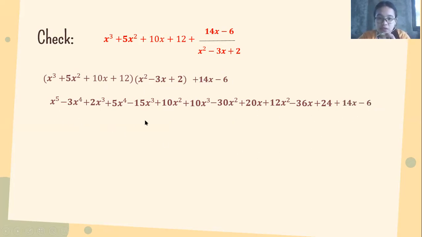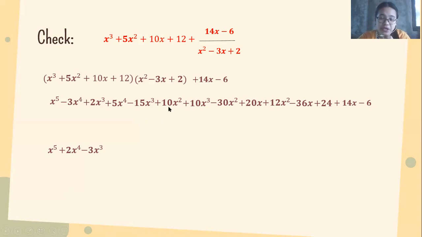So the next step is let's combine the like terms. We have x raised to 5. Kapag wala siyang like terms or wala siyang kapareha, let's write the x raised to 5. Next, we have negative 3x raised to 4 plus 5x raised to 4 is equals to positive 2x raised to 4. Next, 2x cubed plus negative 15x cubed is equal to negative 13x cubed. Negative 13x cubed plus 10x cubed is equals to negative 3x cubed.